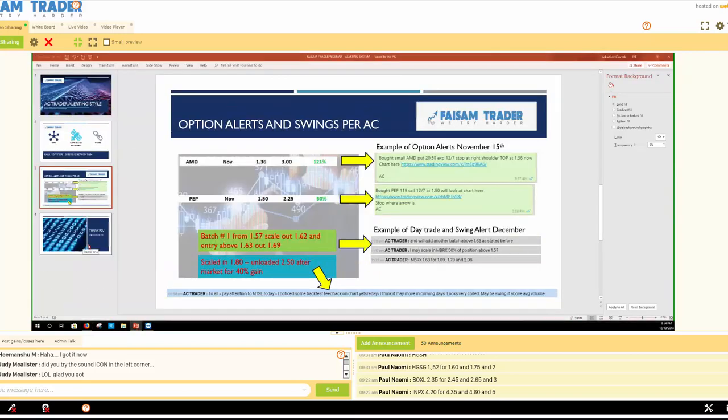And I'm pretty sure that Faisam is going to take over right now, and he will explain how he alerts swings and how he uses his strategy, and how he wants you guys to follow his rules.